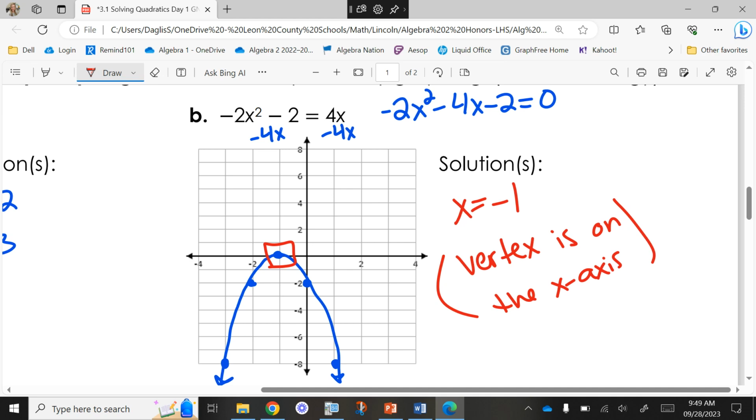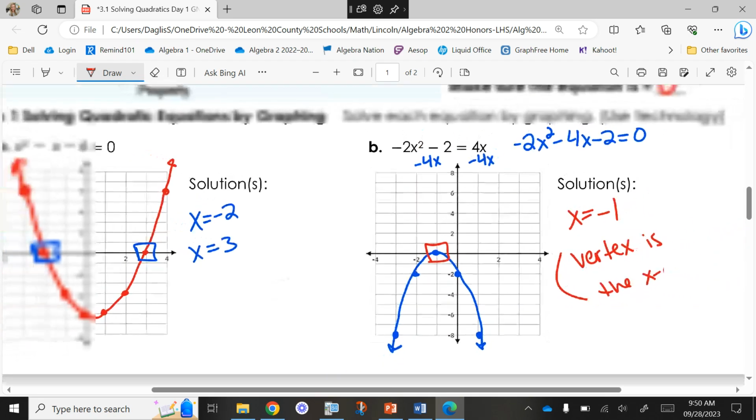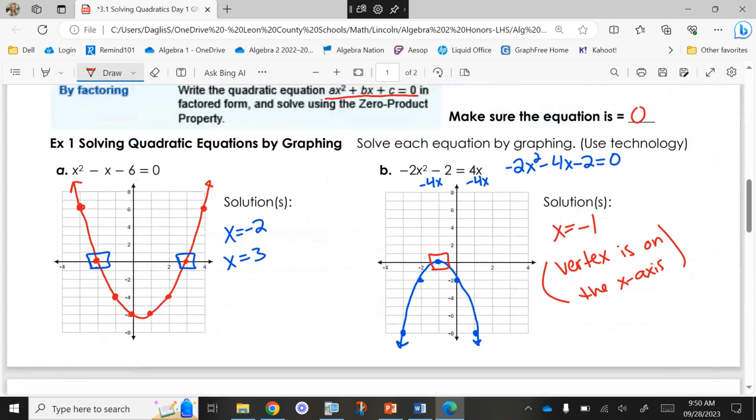Not yet. It's coming up. They love you. Don't hate on the square roots.